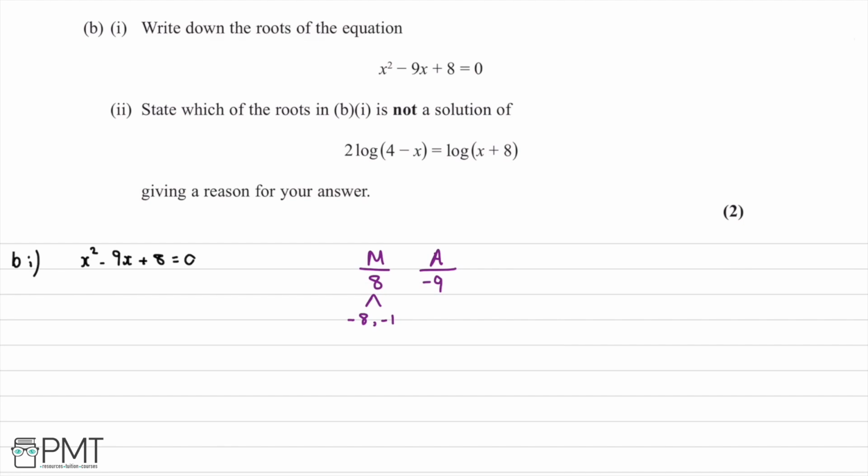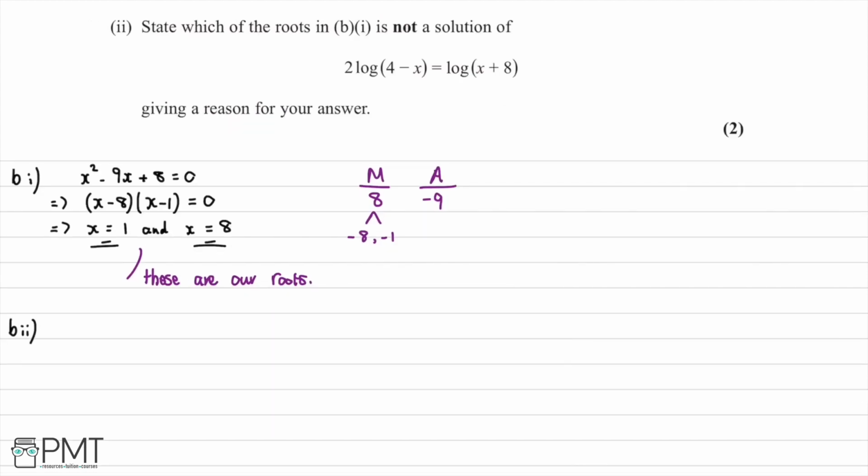So therefore we can factorize our equation, and we'll have (x minus 8)(x minus 1) is equal to 0. So we can say that x is equal to 1 and x is equal to 8. And that's us completed the question, where x equals 1, x equals 8, that is our roots. So I'll just annotate this in and say these are our roots.